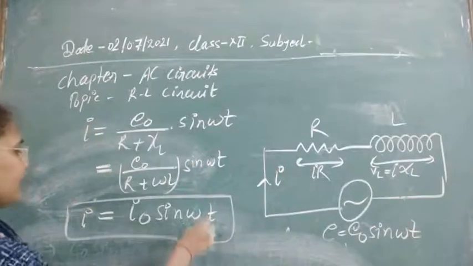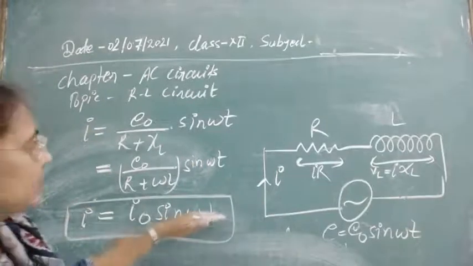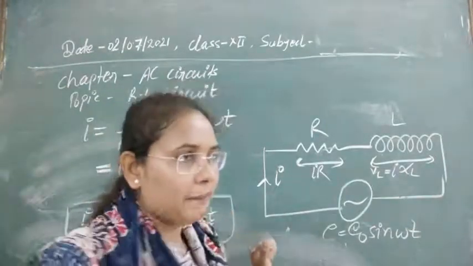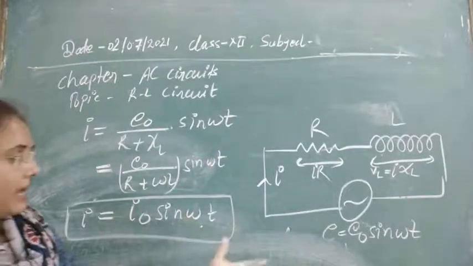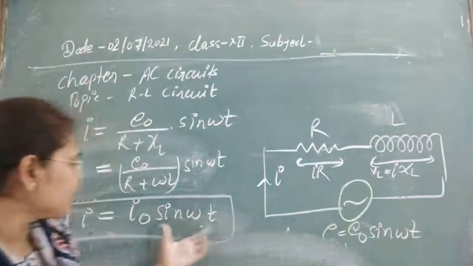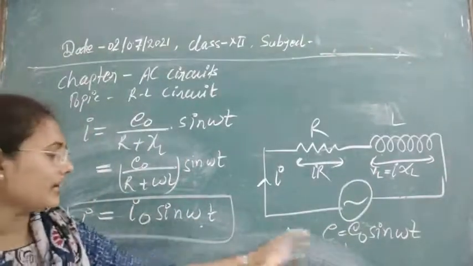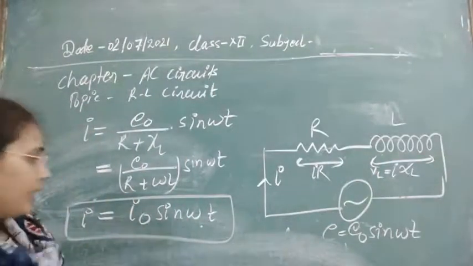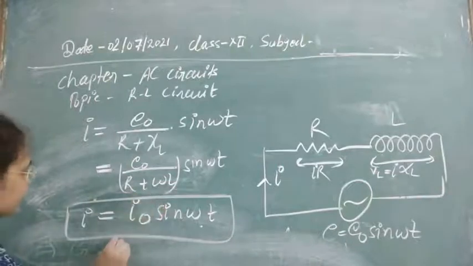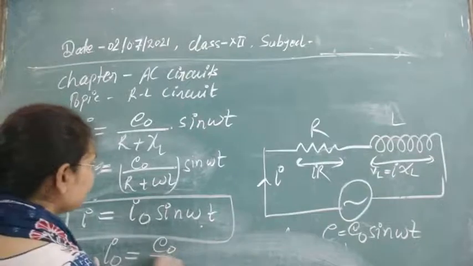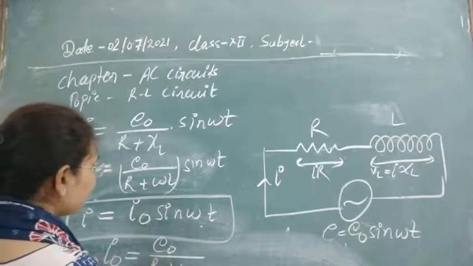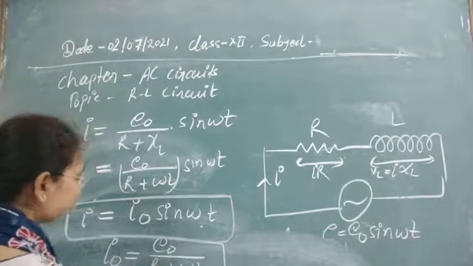And for this case, as students you are seeing here, first, what is the phase difference? In this case we are saying there is no phase difference between current and voltage. And also, if you see the maximum value of the current for this kind of circuit, this is given by E0 upon R plus omega L. So this value you can calculate.